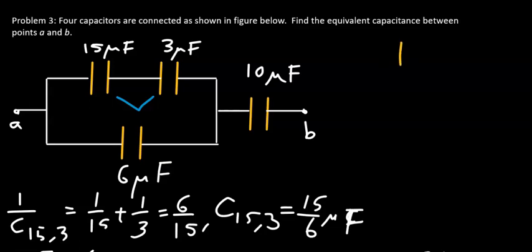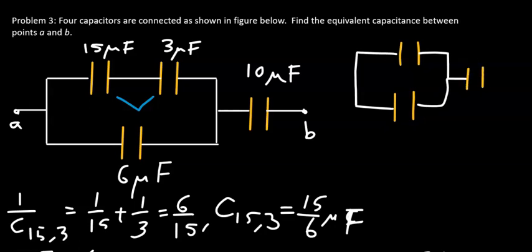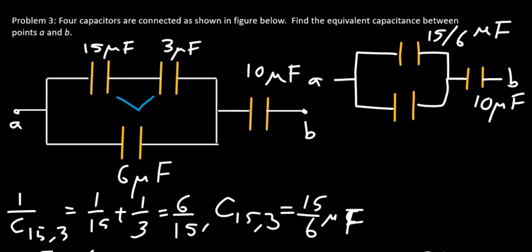And since we have already combined these two capacitors, we can redraw the diagram in the following manner. Like that. And of course, this is point B, this is point A, and now the top capacitor has a capacitance of 15 over 6 microfarad, and this is still 10 microfarad, and this is 6 microfarad.